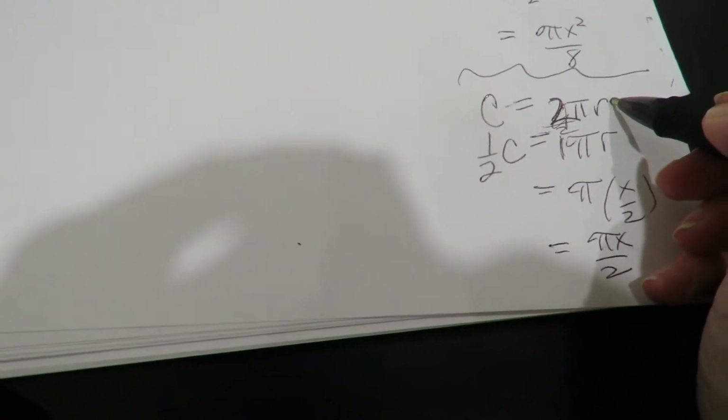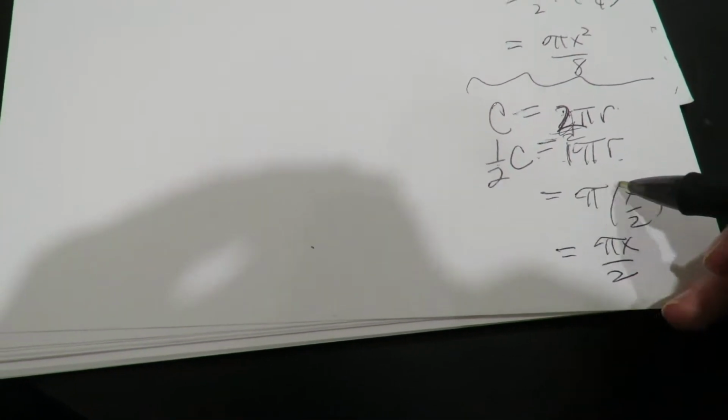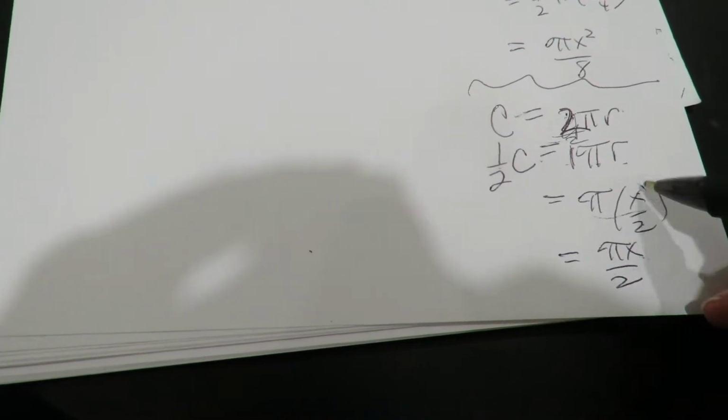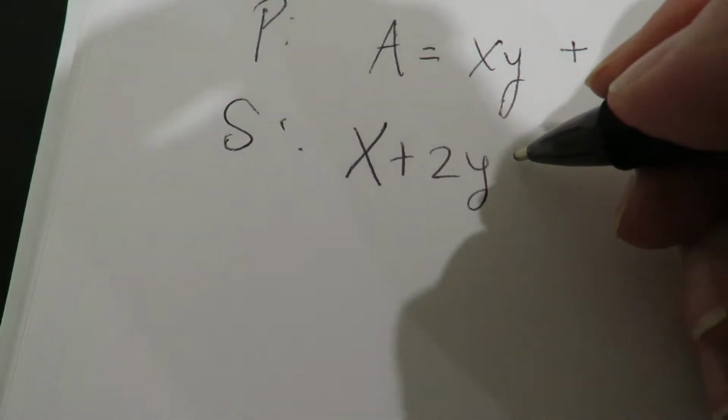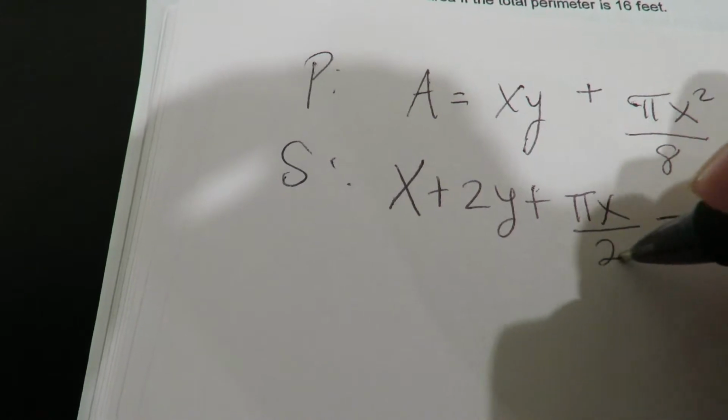So circumference is 2 pi r, but we only have half of the circumference, so if we divide that by 2, that's just pi r. And r again is X over 2, so if you multiply, this is pi X over 2. So plus pi X over 2.